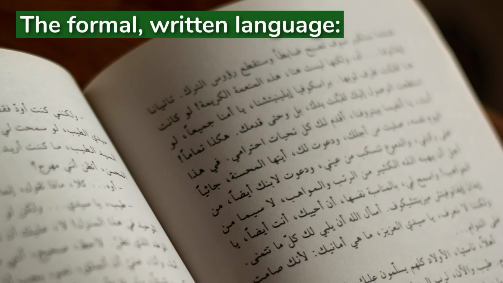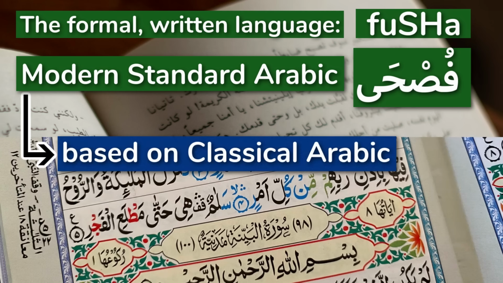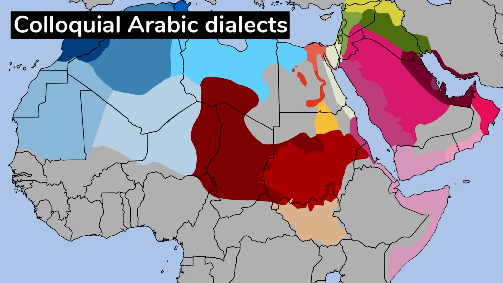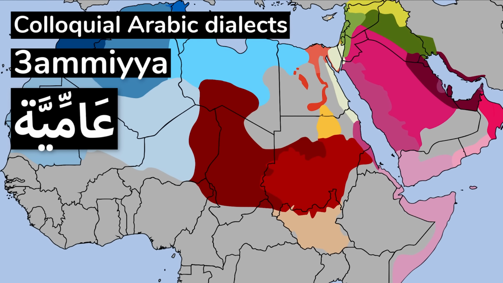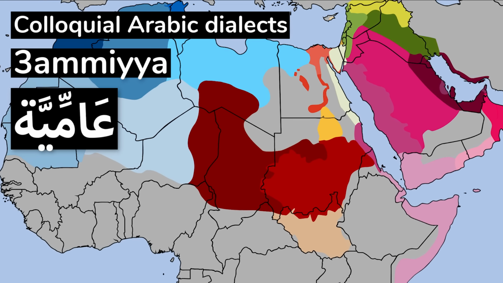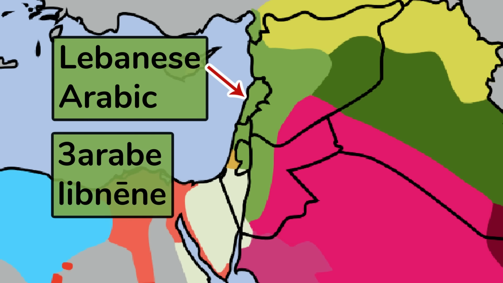The Arab world is an extremely diverse block of countries. The thing that unites them all is that they use Arabic as their formal written language, alongside a colloquial Arabic dialect. The formal written language is called Fusha, or Modern Standard Arabic, and is based on Classical Arabic, which is also called Fusha. The colloquial Arabic dialects are called A'amiyya, and these differ from country to country and even from town to town. One variety of A'amiyya is Lebanese Arabic, or عربي لبناني.